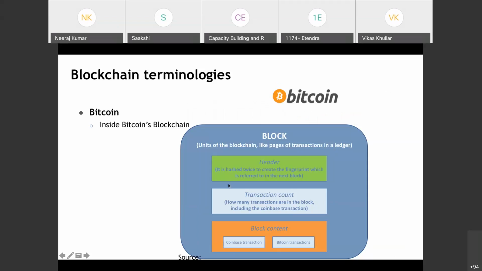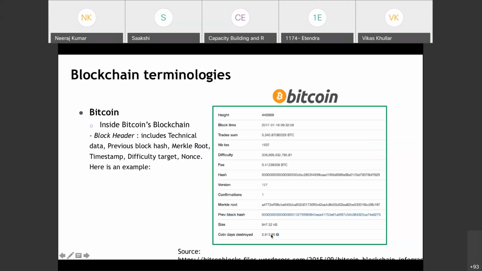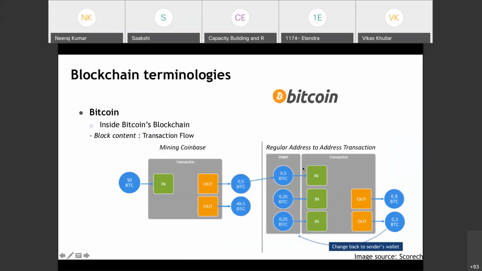This Bitcoin block consists of a header value, then a transaction count, that is how many transactions are there in a particular block, including the coinbase transaction, and then the actual block contents, then the hash value and previous hash value for the blockchain network. Inside this Bitcoin blockchain, the block header has different attributes like block hash, Merkle root, timestamp, and nonce. Previous hash and current hash value are also there, version is there, and the other attributes associated with a blockchain network in Bitcoin itself.